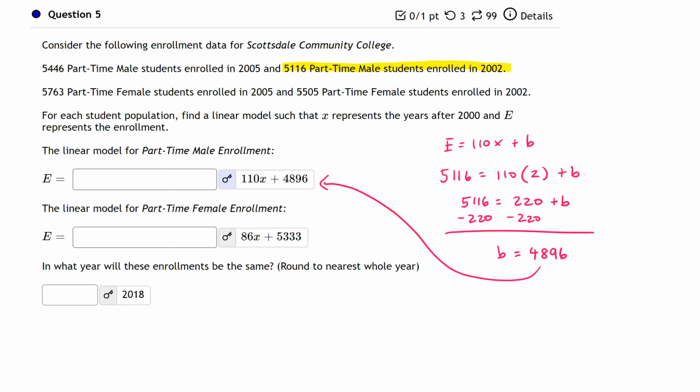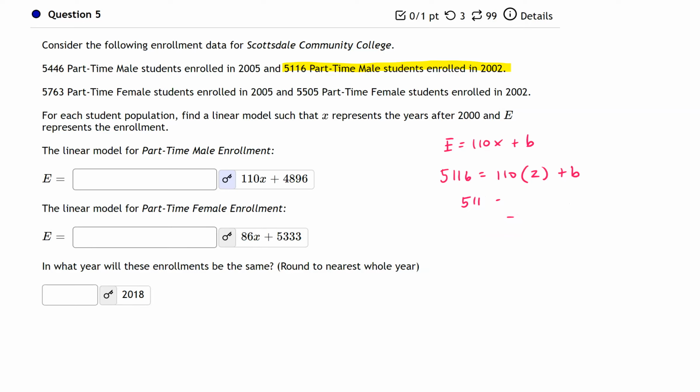Now, I'm not going to show the part for the female students because it works exactly the same way, and this is the answer that you should get for the female students if you do it correctly. Let's move on to the last part of this question where it says, in what year will these enrollments be the same, round to the nearest whole year?